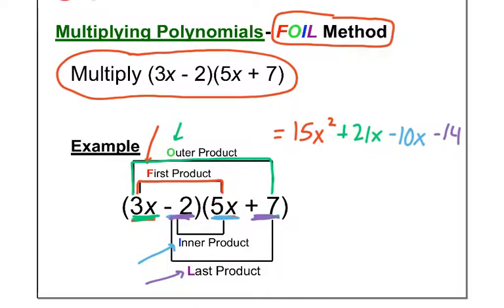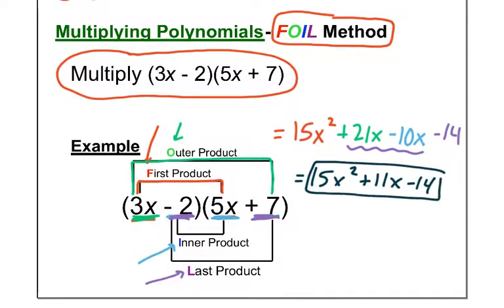Now, a lot of times when you FOIL, you just have to be careful. You might have some terms that you can still simplify and add like terms together. So our final answer, friends, would be 15x squared plus 11x when I combine those 2 middle terms, minus 14. All right, so when you have 2 terms like this, it's very easy to use what's called the FOIL method.